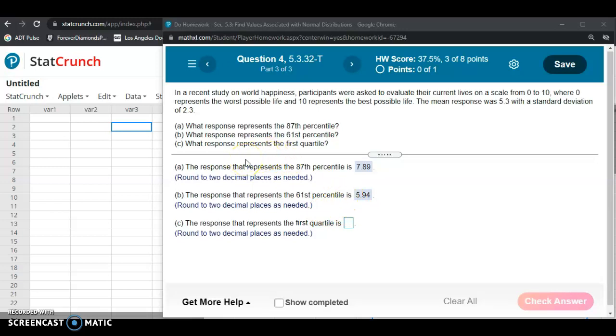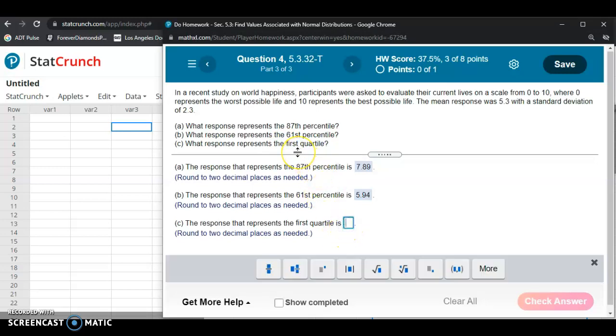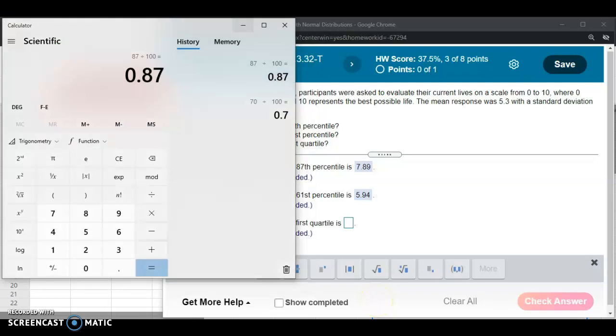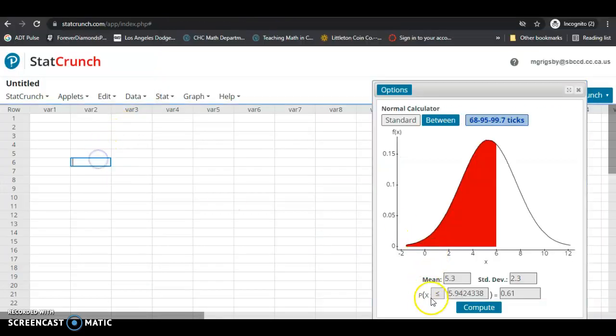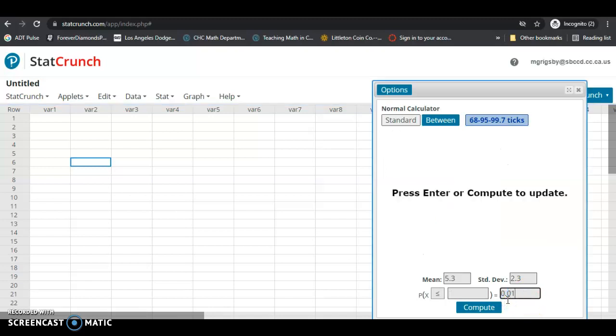Part C asks what response represents the first quartile. You can think of the number 1 followed by ST. That's what first means. So first percentile means that the area to the left of that unknown value is equal to 1%. As a decimal, 1% is equal to 0.01. Again, the area is still to the left because it's a percentile, so we're going to change this area to 0.01.